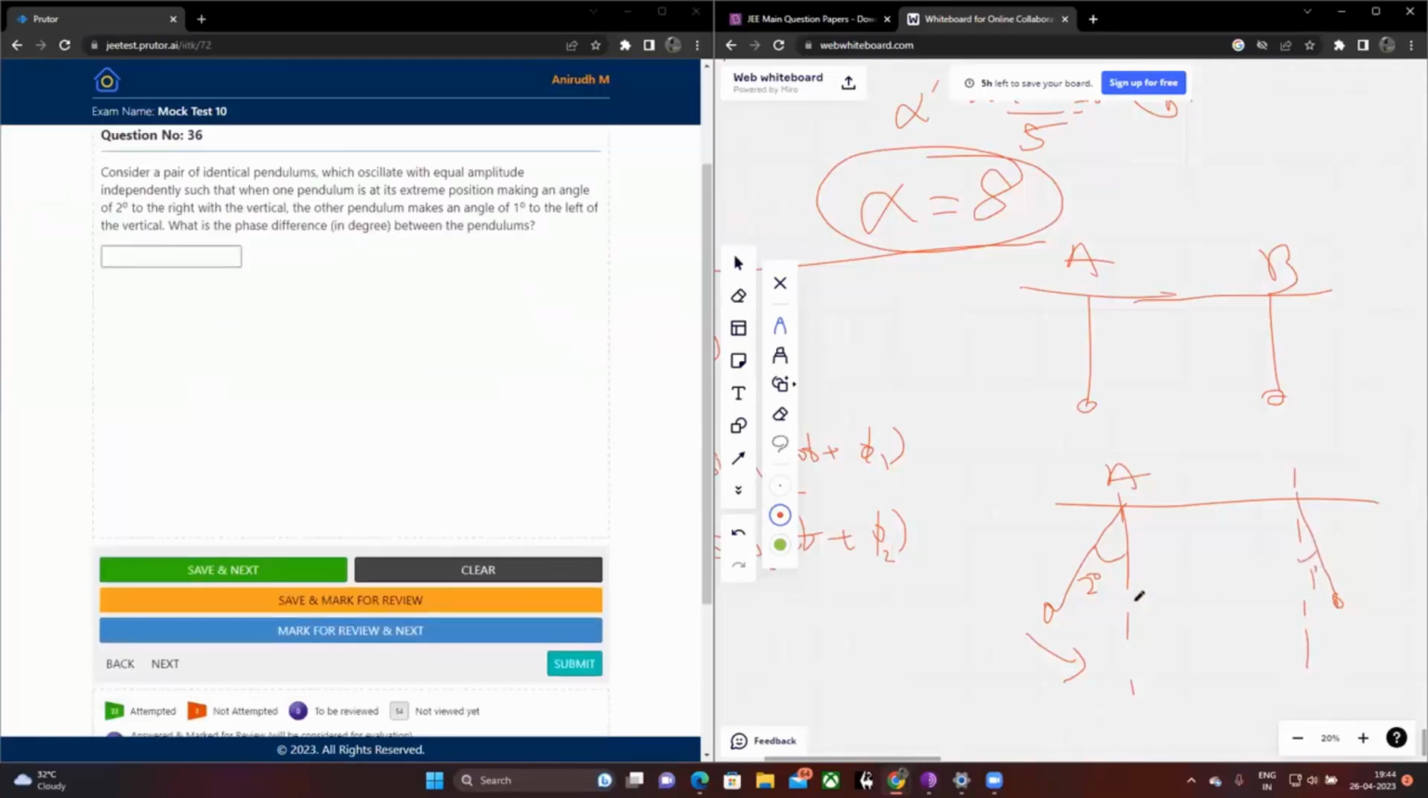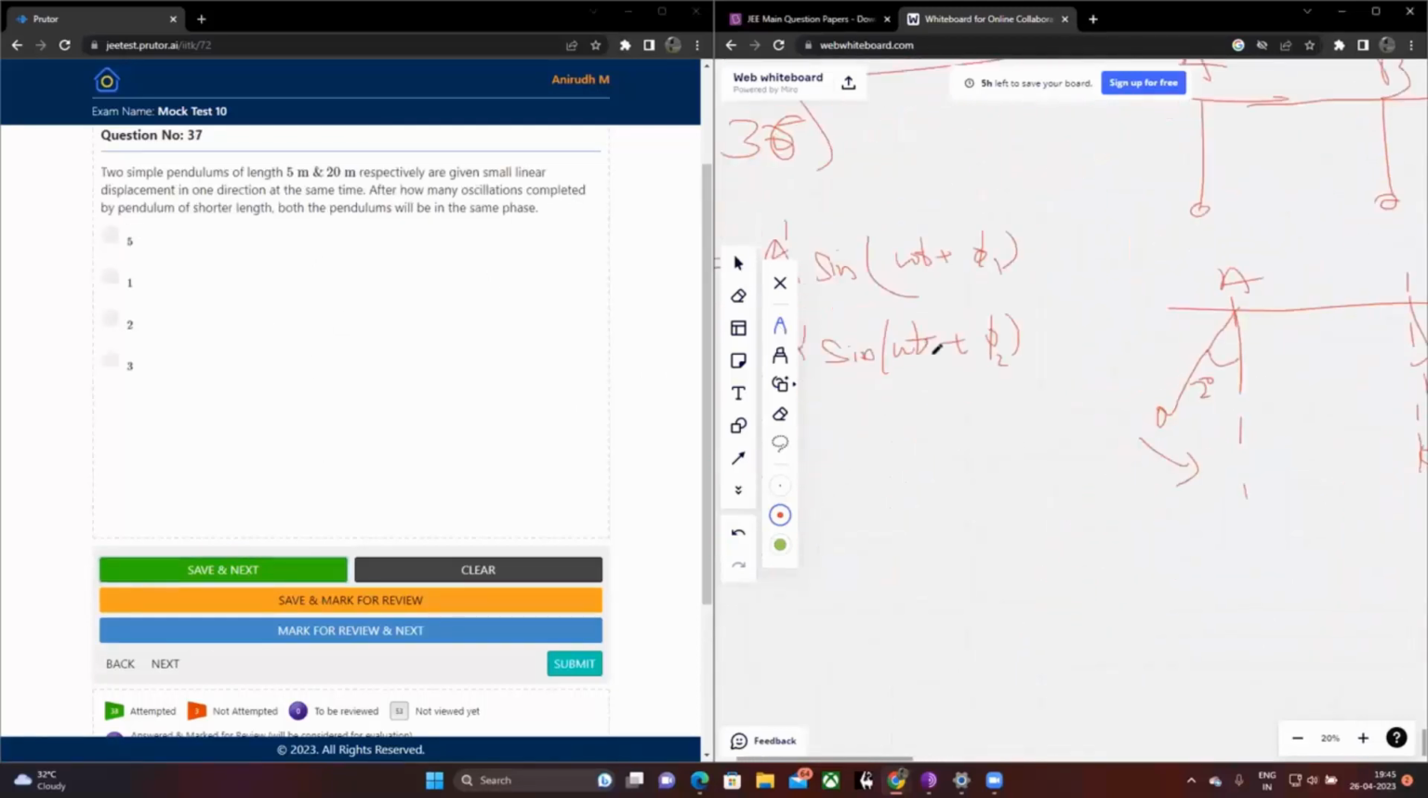So now the phase difference is going to be either this way, where the pendulum travels with a phase difference of 2 plus 1, that is 3 degrees, or the pendulum travels the other way, with a phase difference of 2 plus 1, that is 5 degrees. Since this question is fairly ambiguous, I'll take the least of these values and put it as 3. But the question is ambiguous because there is some missing data.